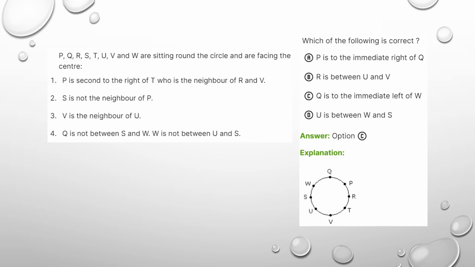And then we have this C option, that is Q is to the immediate left of W. Yes, this is correct. Even though you see the answer in the C option, still you have to see what the D option is. So D option is U is between W and S, which is wrong. Then only you can confirm that C is the right option.